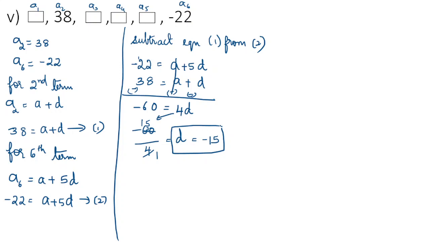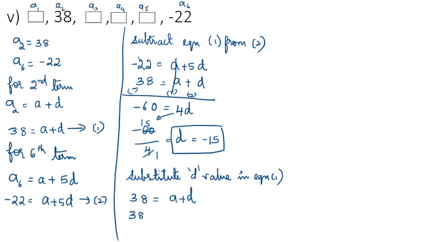Now what do we have to find out? A value we have to find out, isn't it? How to find out the a value? Substitute d value in any one of the equations. So I'll write: substitute d value in equation 1. So which is our equation? 38 is equal to a plus d, isn't it? So 38 is equal to a minus 15.